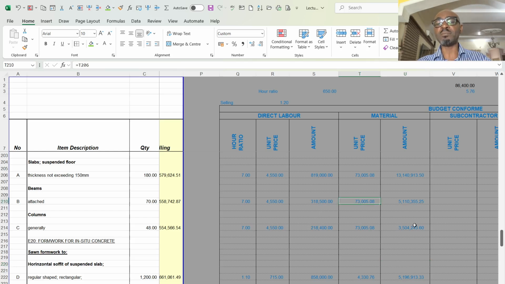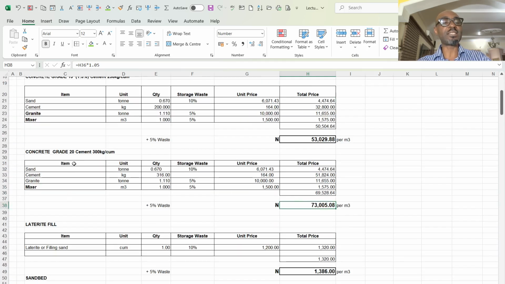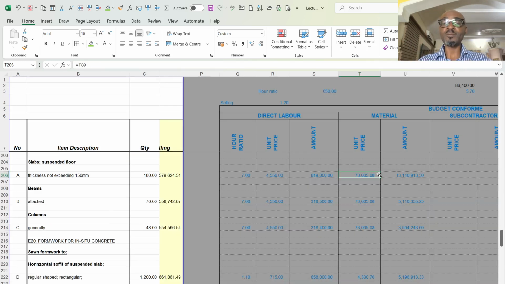So also for the material, I said the total cost of my material, cement, sand, granite, will cost me 73,000. How did I get this? I'll go to my basic rates, my bill rate, and I'll show us how. As you can see, this is a grade 20 type of concrete. And after computing the cost of the sand, the cement, and the ratio I needed for each of the mix, design mix, I get 73,000 naira 8 kobo. And that is what you saw here.